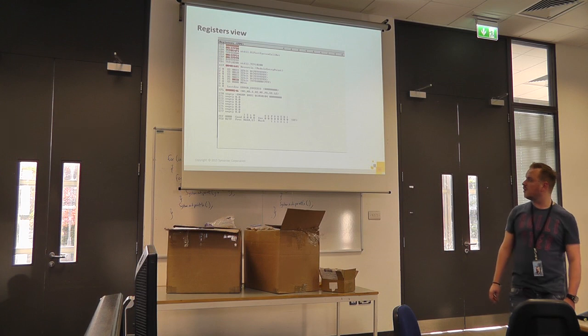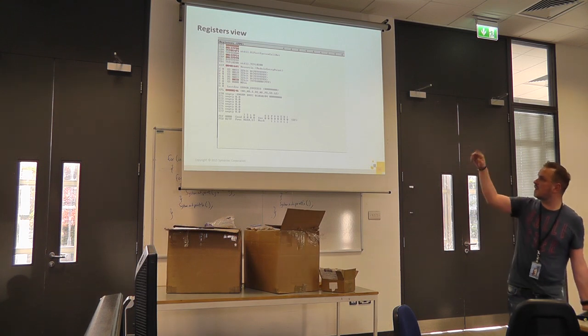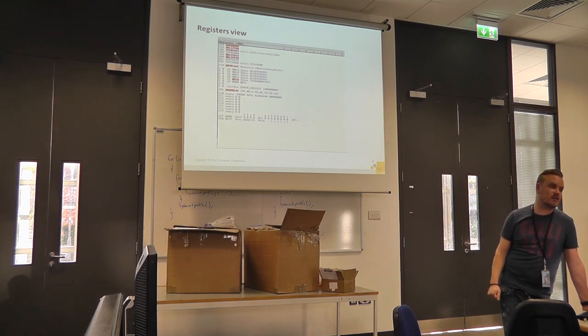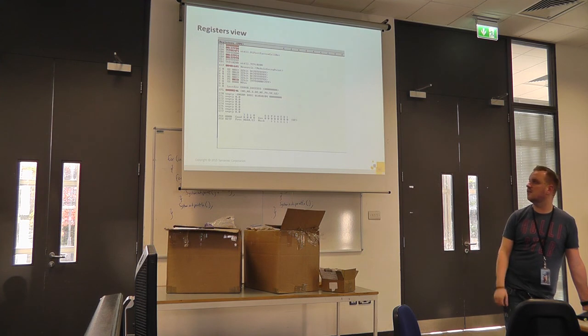You have your registers view, it's on the right hand side. So again, you have your EAX, ECX, EBX, etc. There's also some additional flags. EIP is actually very important. This is the instruction pointer, and it points to the current instruction that is going to execute next.